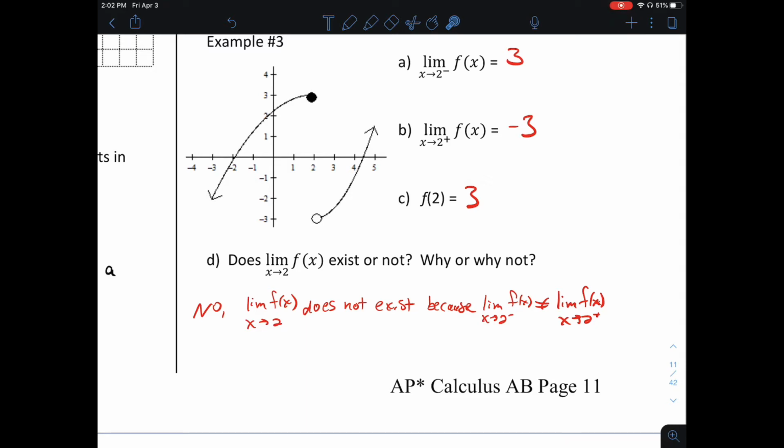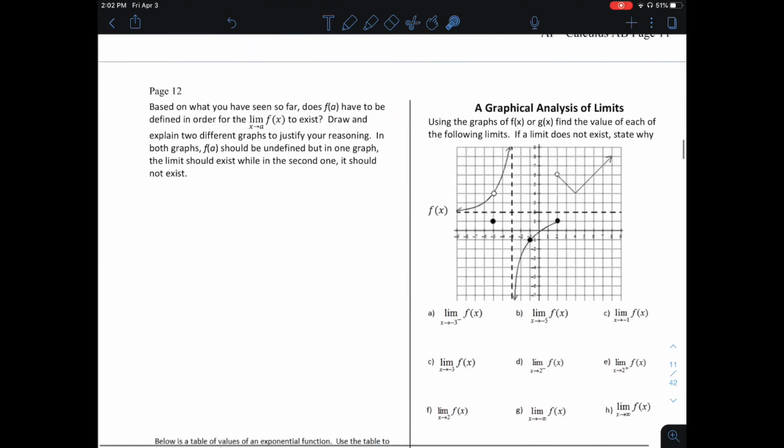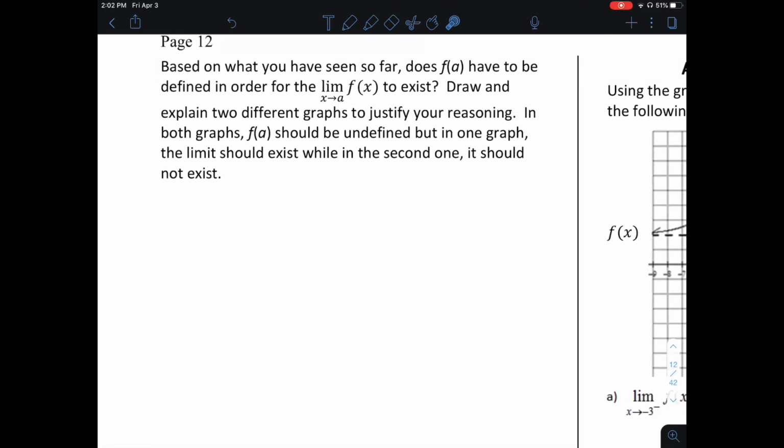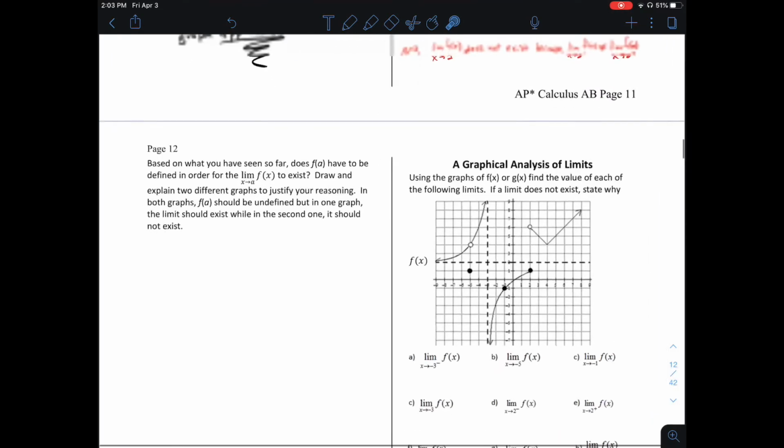Let's do some flipping. Based on what you've seen so far, does f of a have to be defined in order for the limit of f of x as x approaches a to exist? Draw and explain two different graphs to justify your reasoning. Let's first answer this question. Does it have to be defined in order for it to exist?